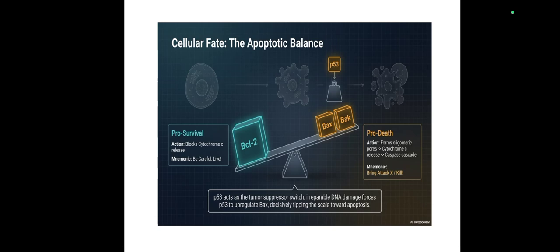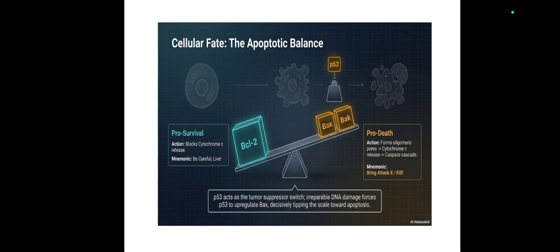Apoptosis or programmed cell death is controlled by a delicate scale. On one side, we have pro-survival anti-apoptotic genes led by the BCL2. Its action is to block the release of cytochrome C from the mitochondria, keeping the cell alive.